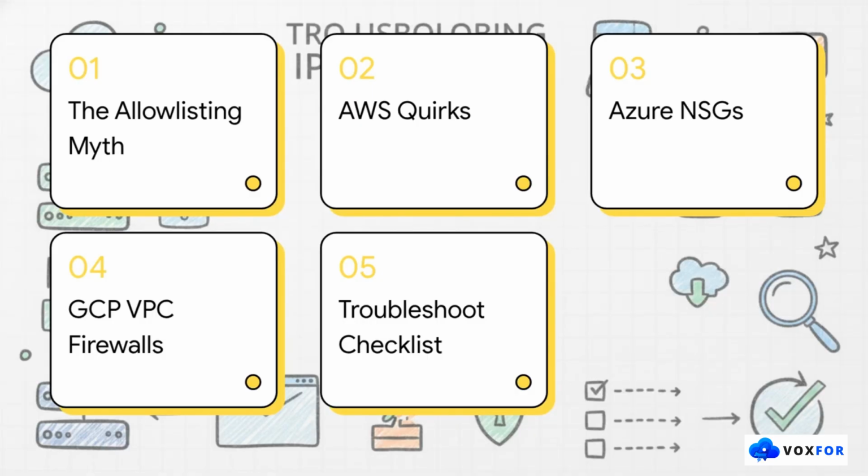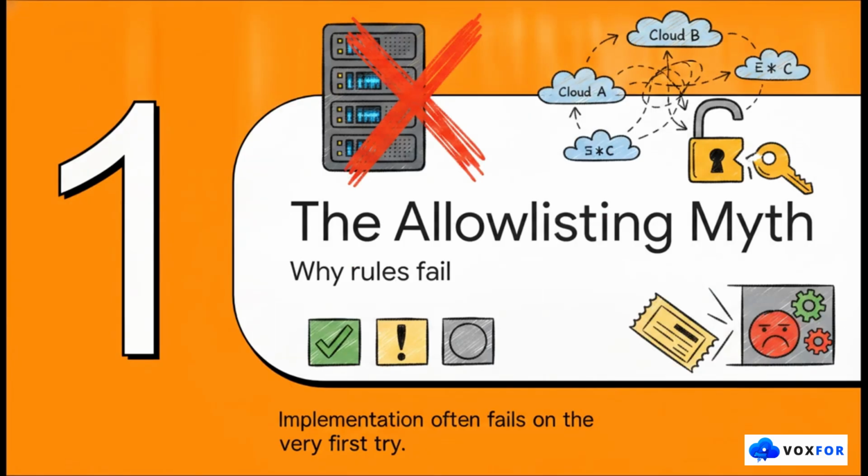Here's our game plan for today. 1. The allow listing myth. 2. AWS quirks. 3. Azure NSGs. 4. GCP VPC firewalls. And 5. The troubleshooting checklist. Section 1. The allow listing myth. Let's look at why rules fail.